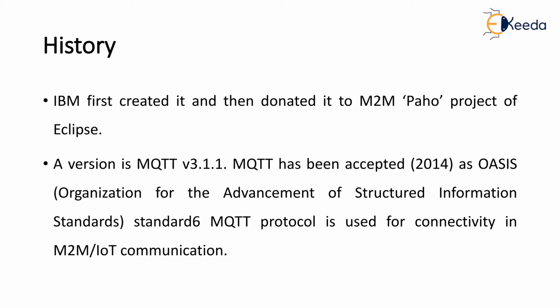As for the history of MQTT, IBM first created MQTT, and it is denoted as the M2M Paho project, which is a project of Eclipse. Version 3.1.1 of MQTT was accepted in 2014 by OASIS, the Organization for the Advancement of Structured Information Standards. The standard MQTT protocol is used for connectivity in M2M IoT communication.